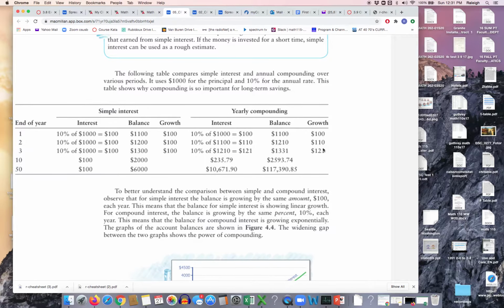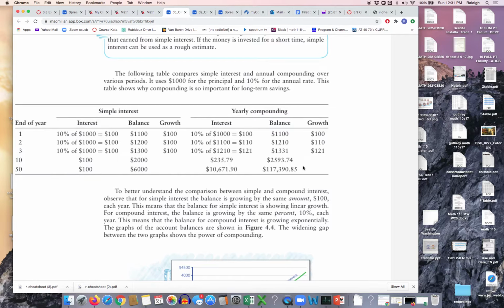And here they have some of the stuff that we covered on the slides. Here we have the balance at the end of year 50 for simple interest, for example, with this $1,000 for principal and 10%. We covered this already. The simple interest would only have you have a balance of $6,000 after 50 years.